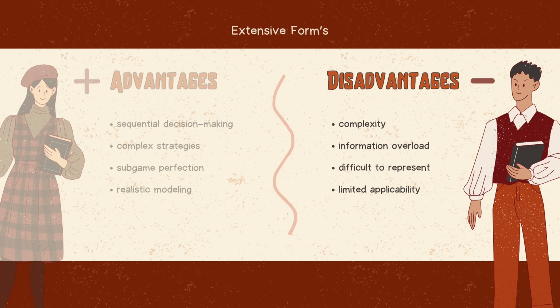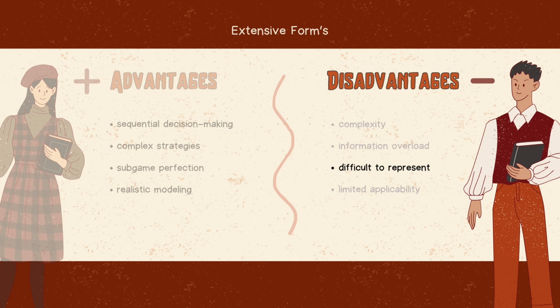While the disadvantages are complexity. Extensive form games can become significantly more complex as the number of decision points and possible actions increase. This complexity can make it challenging to analyze and find optimal strategies. Information overload. In extensive form games with many decision nodes, players may face information overload, making it difficult to consider all possible outcomes and make informed decisions.